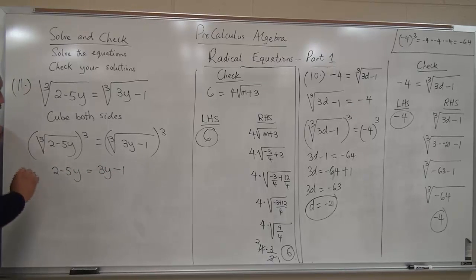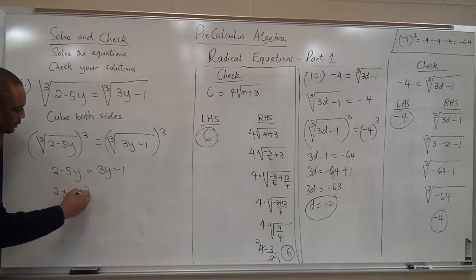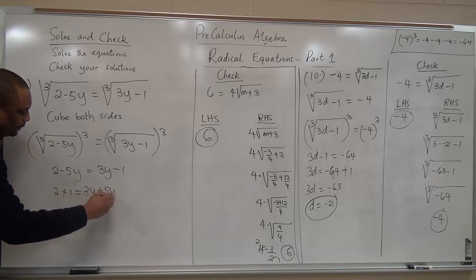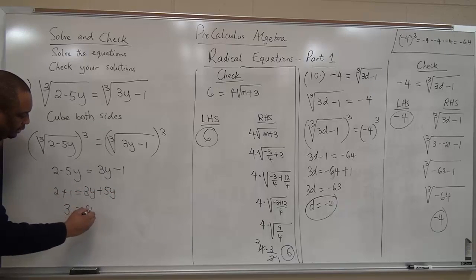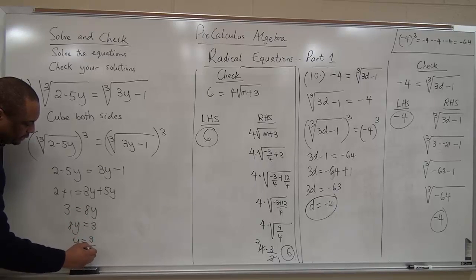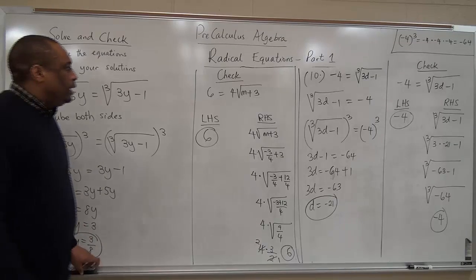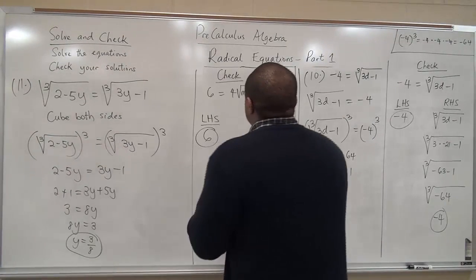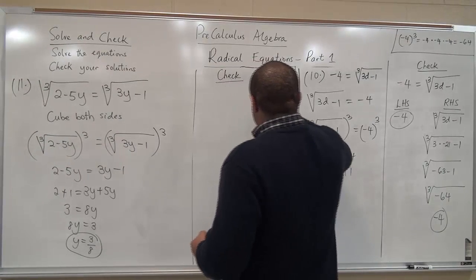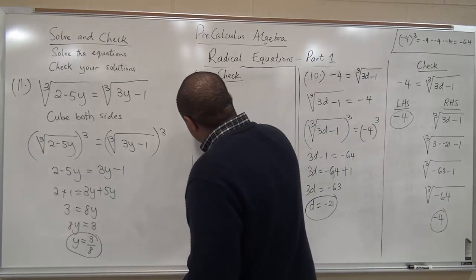And this gives us, move this here, 2 plus 1 is 3y plus 5y. 3 is equal to 8y. 8y is equal to 3. So y will be 3 over 8. And the next thing you do is to do what? To check your work.